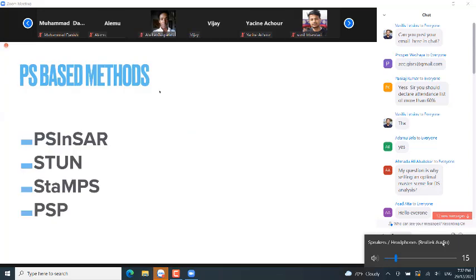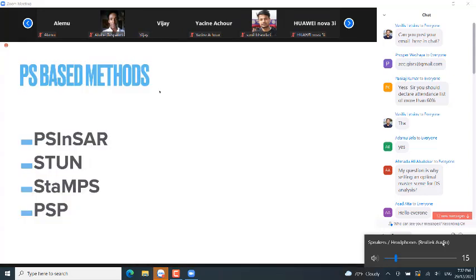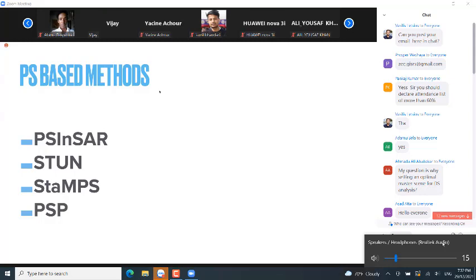So we have, there are more methods, right? We discuss a bit here the four methods: PS-InSAR, StaMPS, and PSP. PS-InSAR we already discussed. So we're going to discuss the three other PS-based methods here, the most common methods.